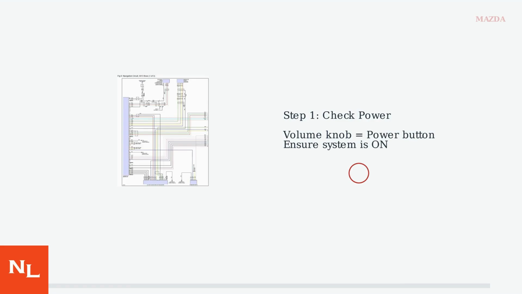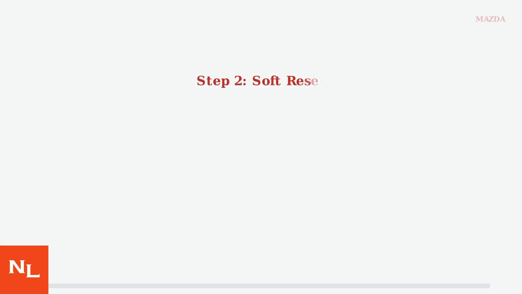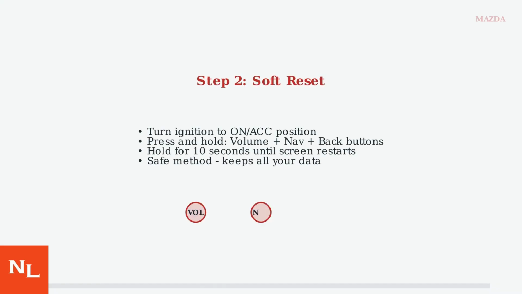Before resorting to complex solutions, start with simple troubleshooting steps. First, ensure your system is actually powered on, as the volume knob also functions as the power button and can be accidentally turned off. If the power check doesn't resolve the issue, try a soft reset. This is a quick fix for minor glitches that doesn't delete any of your saved data or settings. Understanding these basic troubleshooting steps can resolve many common infotainment issues quickly and safely. In the next section, we'll explore more advanced reset methods and additional solutions for persistent problems.